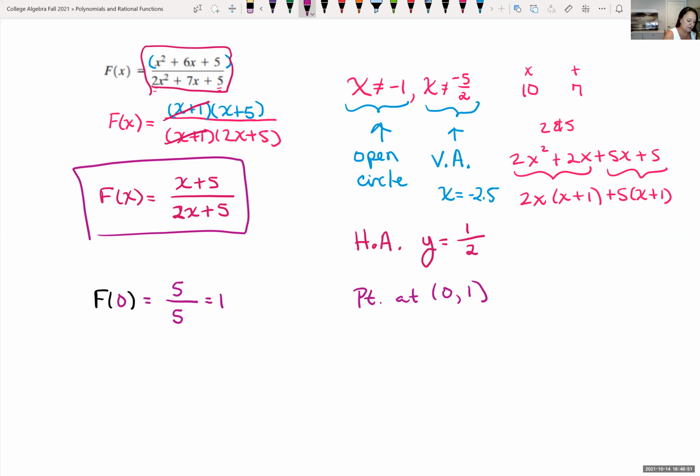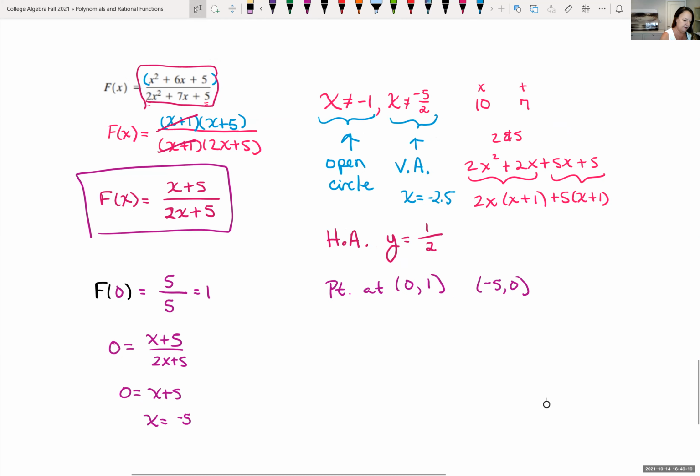Our x-intercept, again, we talked about, that's what's going to set our numerator equal to 0. So 0 is equal to x plus 5, all times 2x plus 5. We can multiply both sides by our denominator. We get 0 equals x plus 5. So x equals negative 5. So we have a point at negative 5, 0.